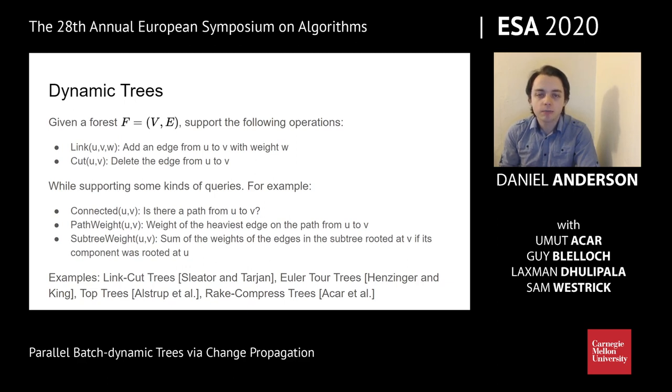Now, there are many examples of dynamic tree algorithms, most of which, however, are sequential. There's link-cut trees by Sleator and Tarjan, Euler-Tour trees by Henzinger and King, top trees by Alstrup et al., and rake-compress trees by Acar et al.